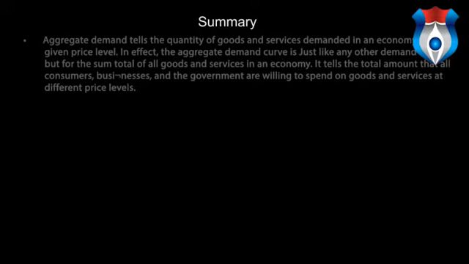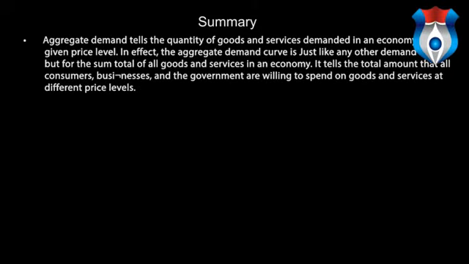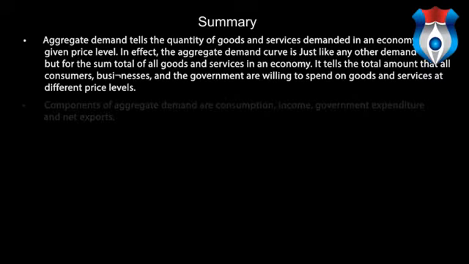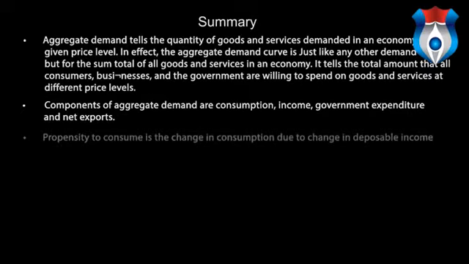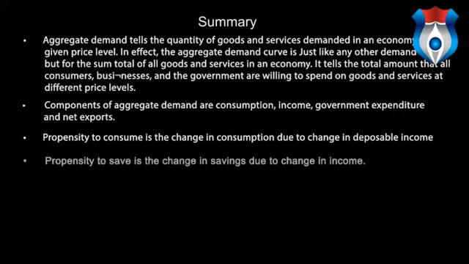Let us summarize the lecture. Aggregate demand tells the quantity of goods and services demanded in an economy at a given price level. In effect, the aggregate demand curve is just like any other demand curve, but for the sum total of all goods and services in an economy. It tells the total amount that all consumers, businesses, and the government are willing to spend on goods and services at different price levels. Components of aggregate demand are consumption, investment, government expenditure, and net exports.